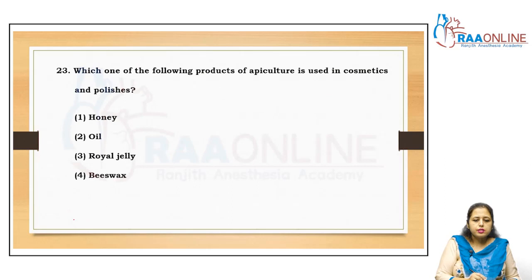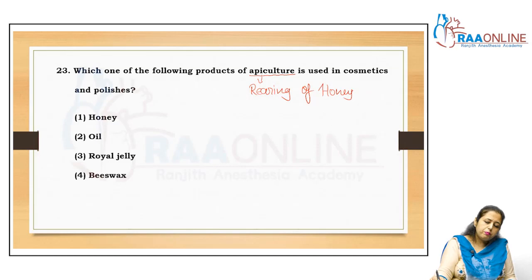Now come to the next. Which one of the following is a product of apiculture? What is apiculture? That is the rearing of the honeybee, or we can say rearing of the bee. Beekeeping is known as apiculture, right? Which is used in cosmetics and polishes? Honey is also a product of the bee, and oil, royal jelly, bee wax. So bee wax is used in cosmetics and polishes as well, right?